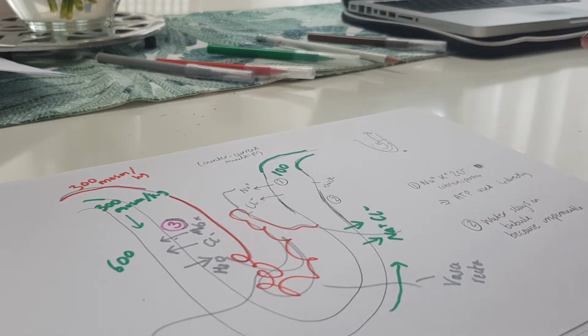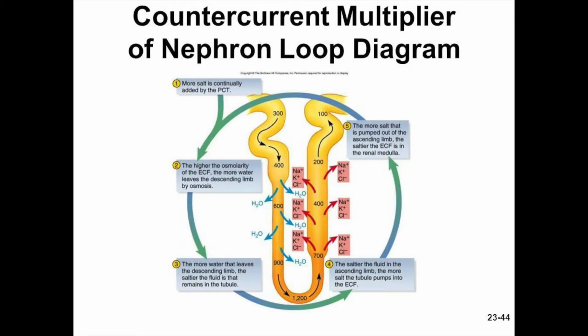Okay. Sorry, poor explanation, but that's as well as I understand it. If that is incorrect, please let me know. Maybe I'll do some more research and put it on screen of what the countercurrent multiplier is.